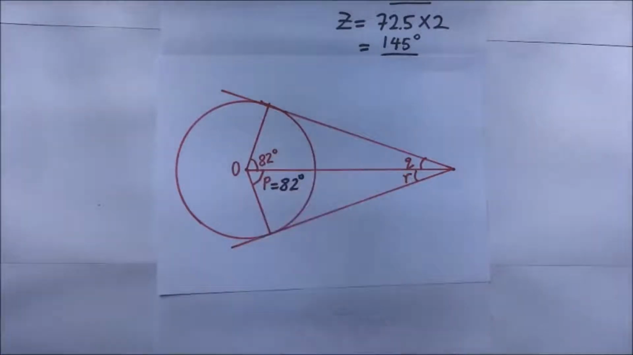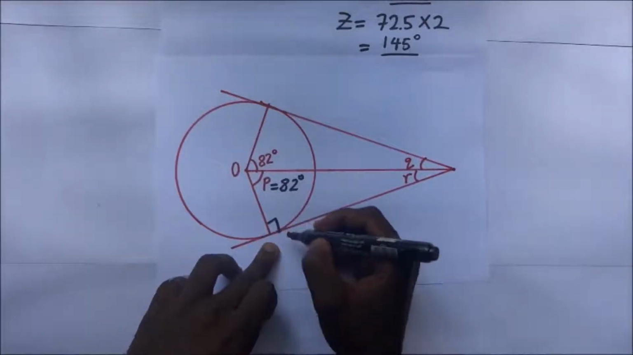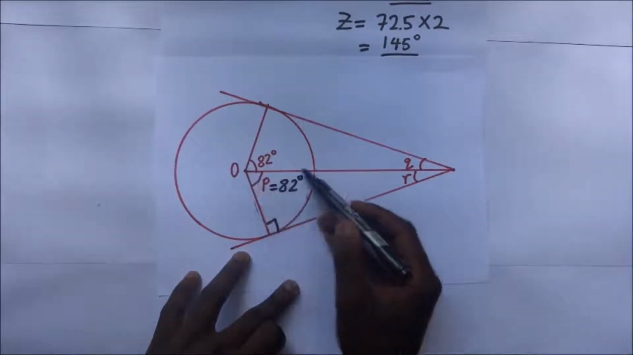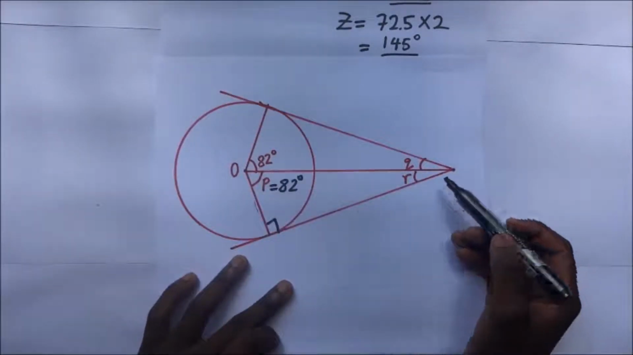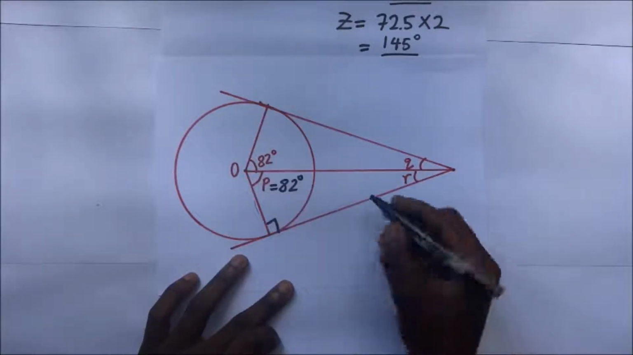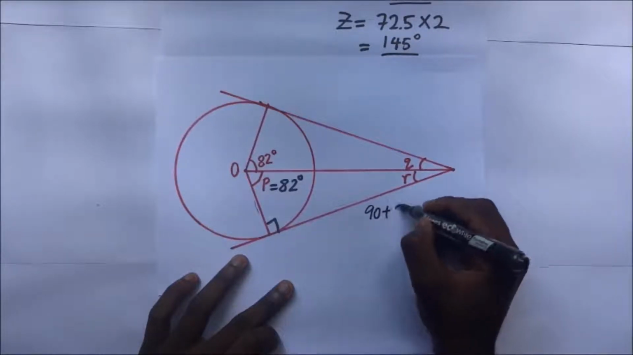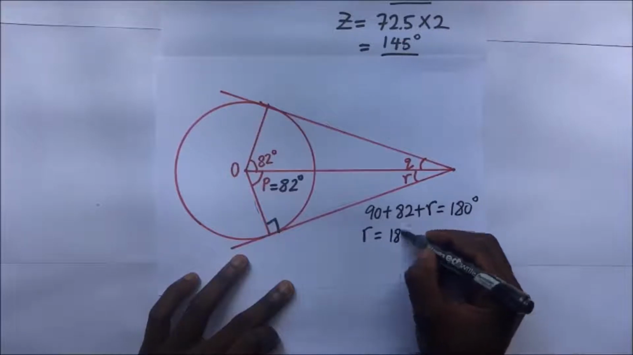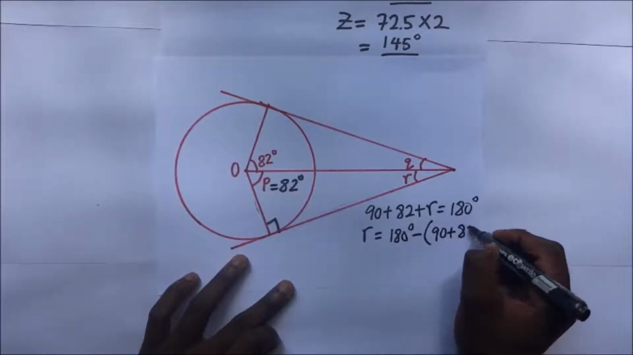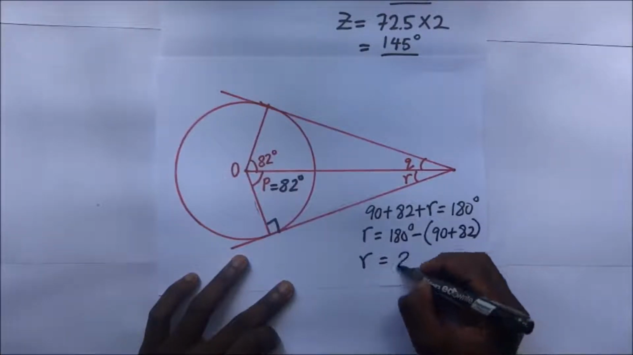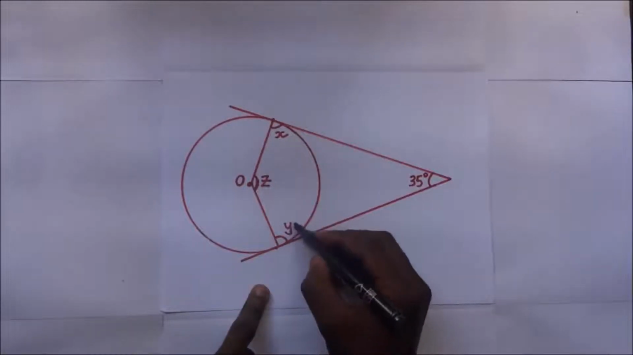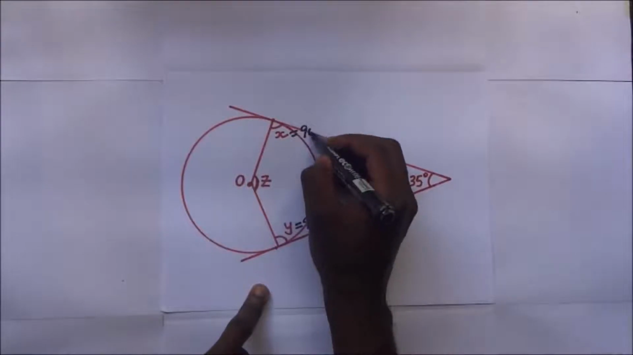And now what about the value of q and r? We know that this being a tangent, it meets this at that point at 90 degrees. So we shall take interest in just one of those triangles, and you know that the total angle sum of a triangle is 180 degrees. So it's 90 plus 82 plus r is equal to 180 degrees. So our value of r is going to be 180 degrees minus 90 plus 82, and we shall get our value of r as 8 degrees. So when we get the value of r as 8 degrees, it means that even our value of q will be 8 degrees. By that knowledge, we already know that the value of y here is 90 degrees, and the value of x here is also 90 degrees.